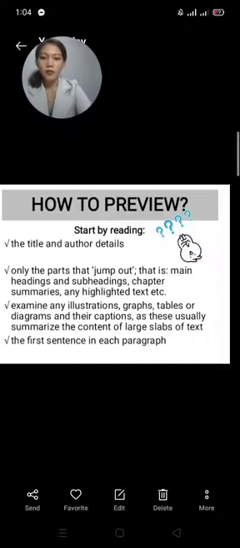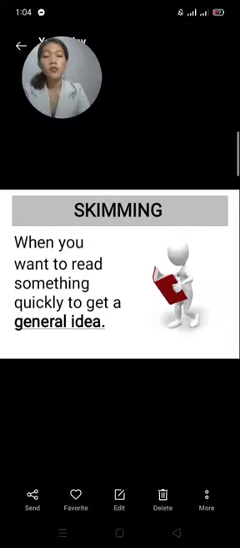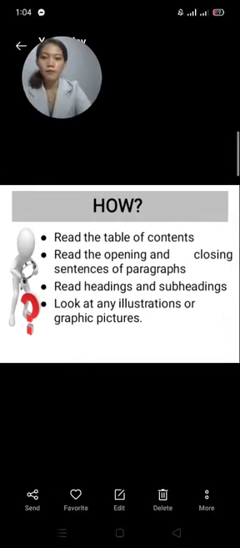The second one is skimming, when you want to read something quickly to get a general idea. So now you are looking for a general idea. How will you do the skimming? Read the table of contents. Why do you think reading the table of contents helps you get a general idea of the book? Again, for example, by reading the table of contents and the opening and closing sentences of the paragraphs of the book, you may ask yourself what kind of love this book talks about.